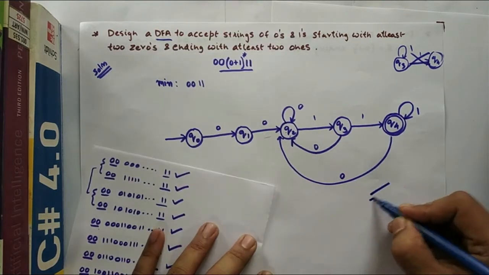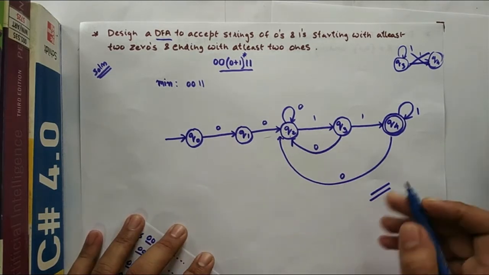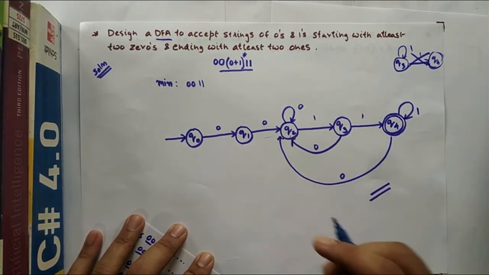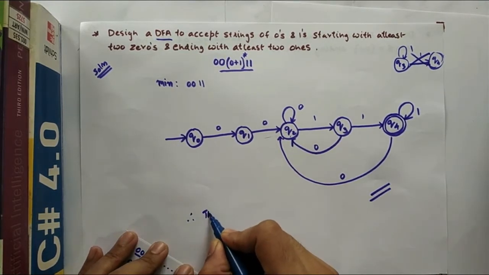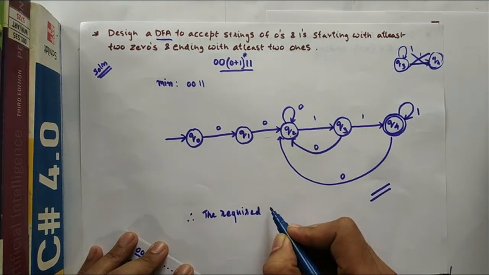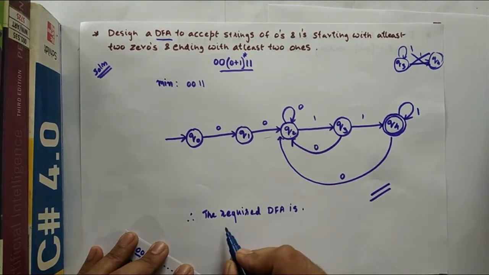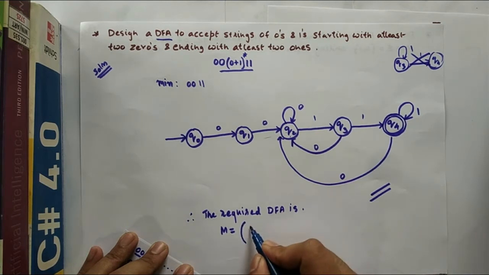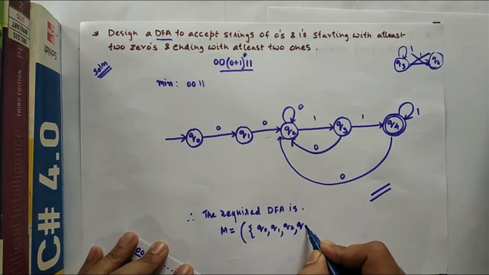So this is the final DFA that we get. Now what I would like you all to do is write it properly, the required DFA. Therefore the required DFA is M equal to, Q. What are the set of states? Q0, Q1, Q2, Q3 and Q4.